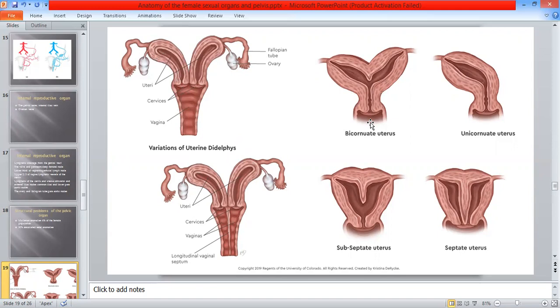And the second thing is the unicornuate uterus, in which there is a single horn of the uterus. This is uterus didelphys: there is double uterus, double cervixes and double vagina. There is subseptate uterus, in which the cavity of the uterus is divided into two by a partial septum. And there is septate uterus, in which there is a complete septum arising from the fundus to the cervix, and the uterine cavity is divided completely into two.